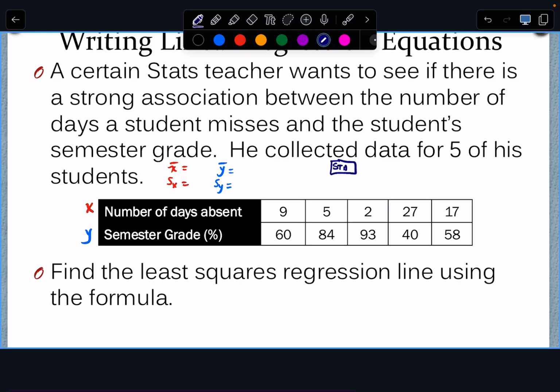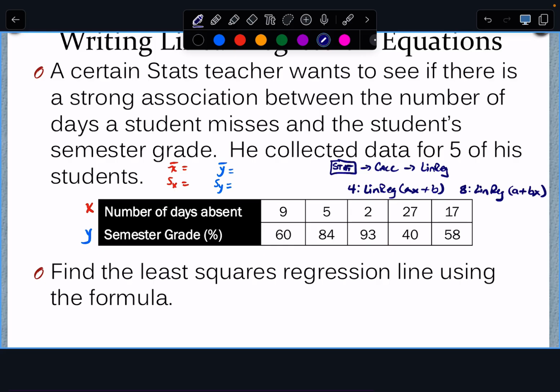We go into stat, go to calc, and then linreg, right? Now, there were 2 options for linreg, and I want to talk about that real quick here. Option 4 is linreg ax plus b, and option 8 is linreg A plus BX.